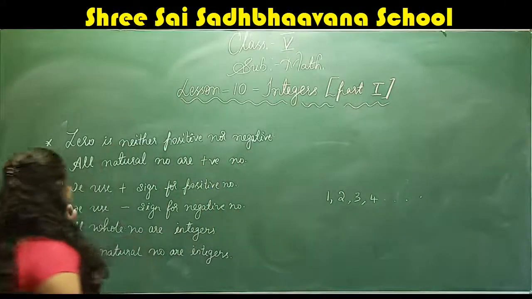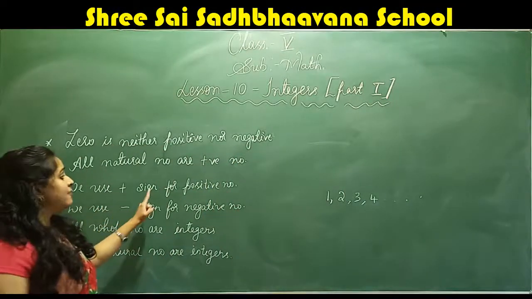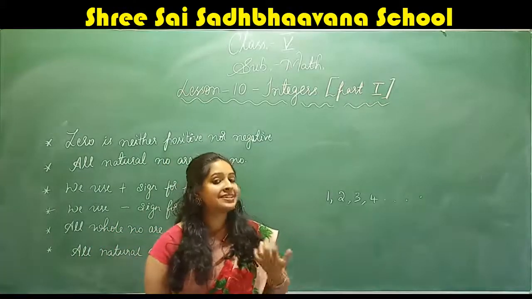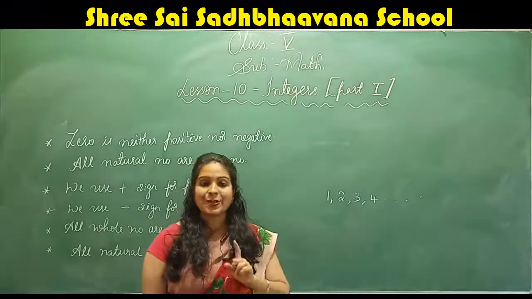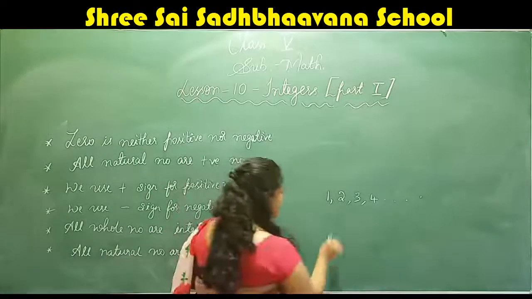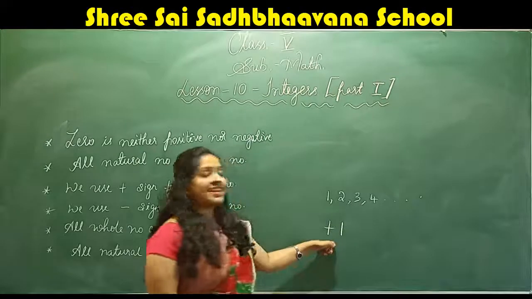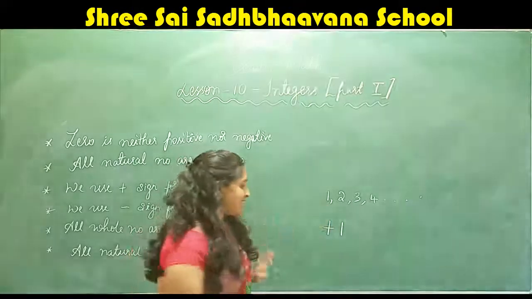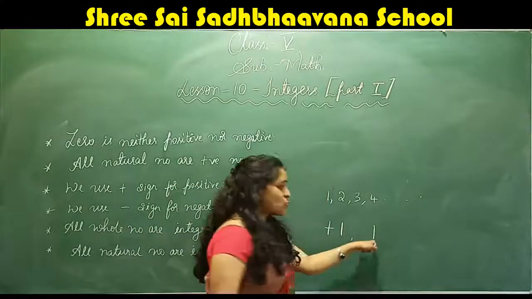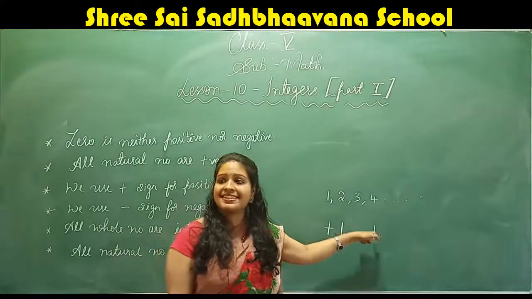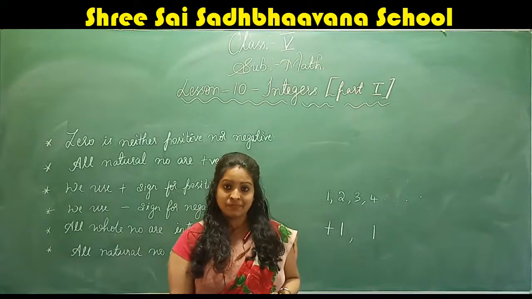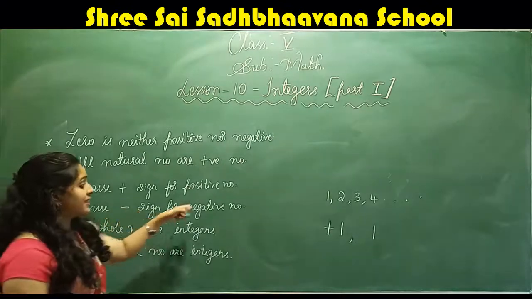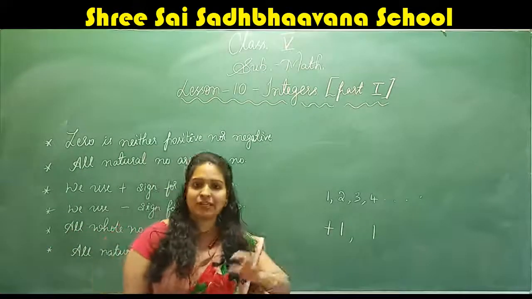And see here, we use the plus sign for positive numbers. How will we come to know whether a number is positive or not? By looking at the sign. If the number has a plus sign, we can consider that it is a positive number. If you have not written the sign also, if you have written just 1 like this, then we can consider it a positive number itself. And we use the minus sign for negative numbers.